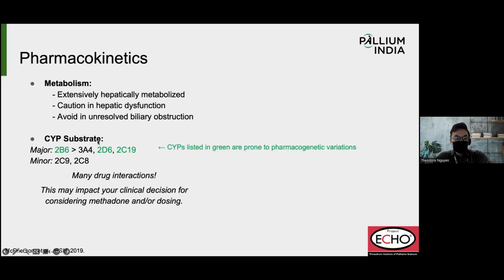And you might notice that I've highlighted a few of these in green. And I mentioned these because there are some pharmacogenetic variations with these types of enzymes. So that means each individual may actually have a different genetic expression of these enzymes, so they may innately have different speeds or levels of metabolism just based off of genetic variability. So this may also add to some unpredictability with how each person may metabolize methadone.